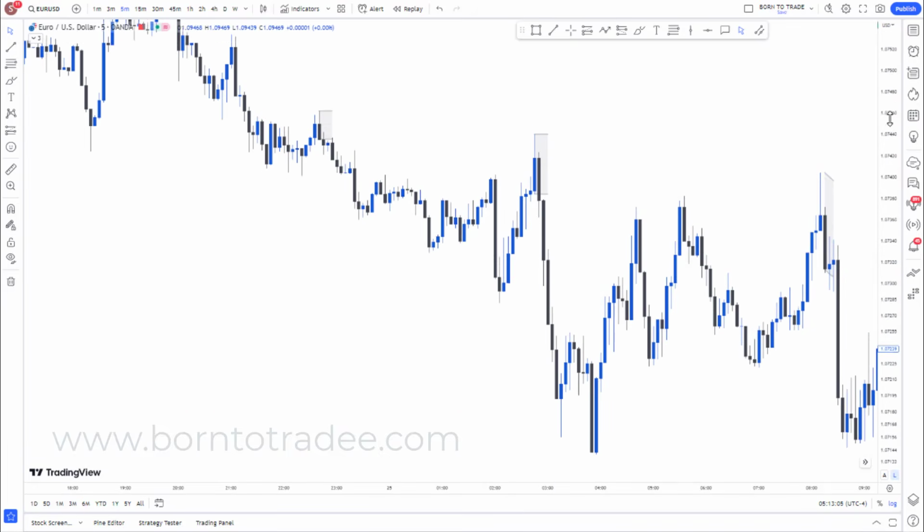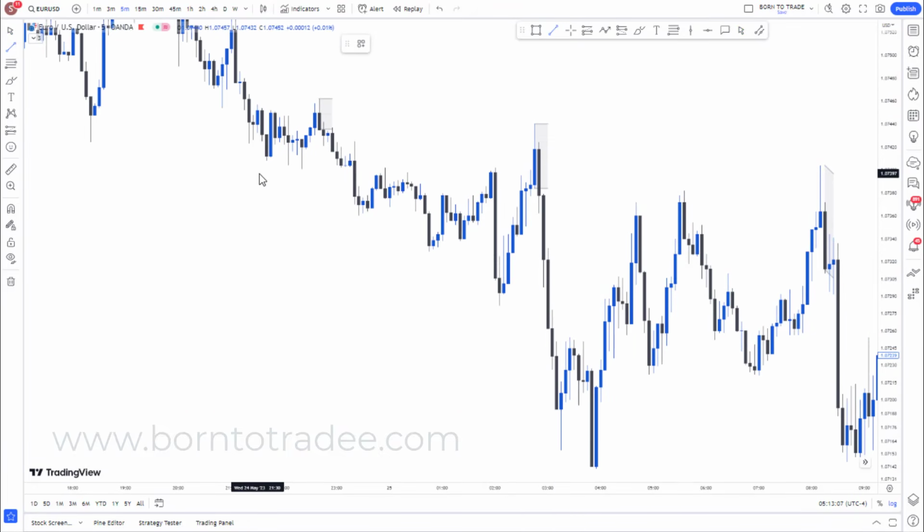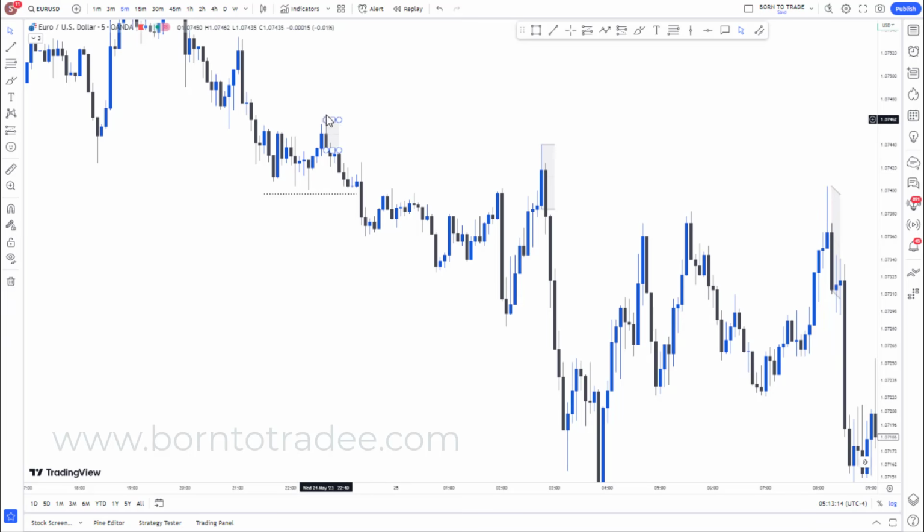So from what we can see here, we have this break of structure right here. Okay, this is a break of structure. Price is in a downtrend over here. So here is our point of interest. We'll be looking to trade from here. So we identify here as our point of interest.